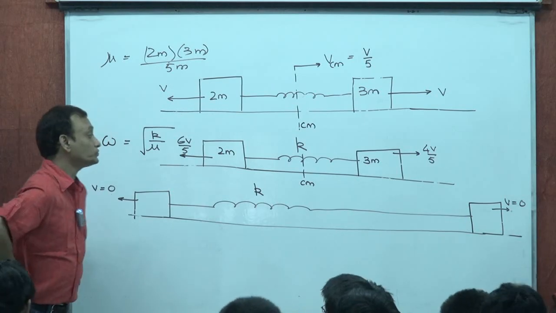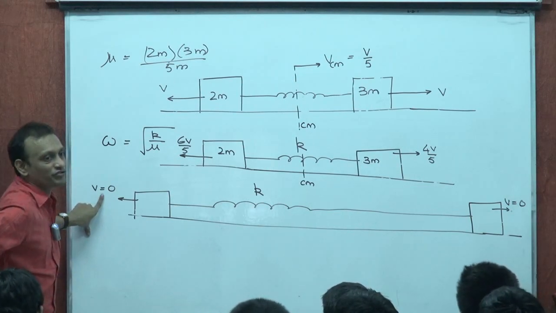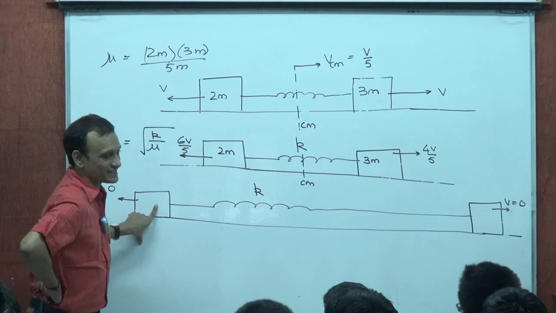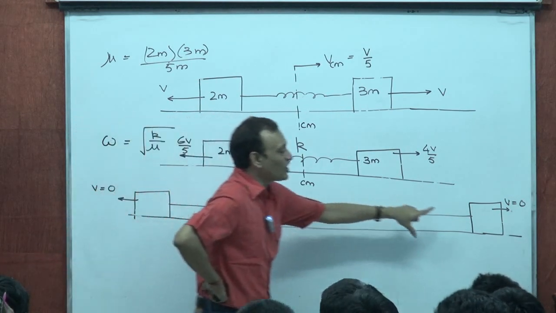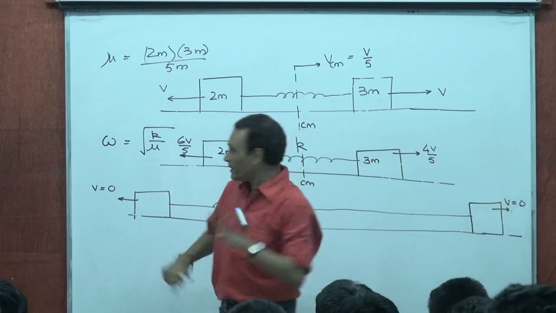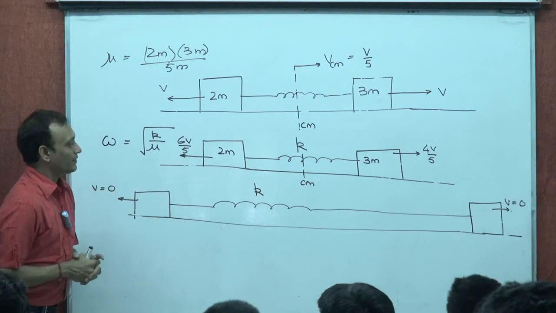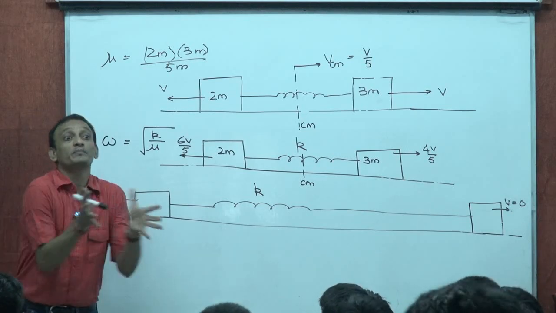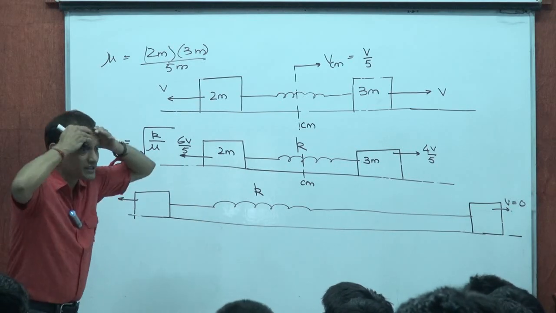Now, which means in the ground frame, what's the velocity of this? V by 5 to the right. What's the velocity of this in the ground frame? V by 5 to the right in the ground frame. But in the center of mass frame, this is this, right? Now, what's the maximum elongation thus produced? Question is, what's the maximum elongation?